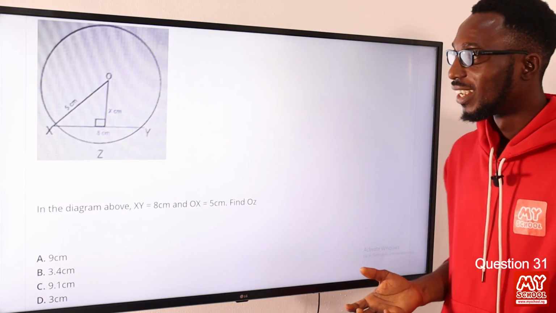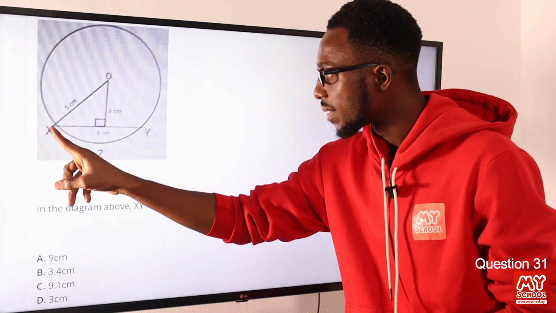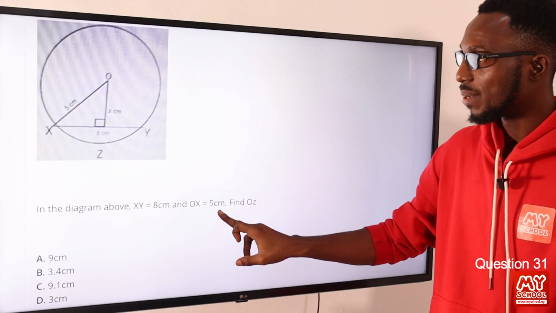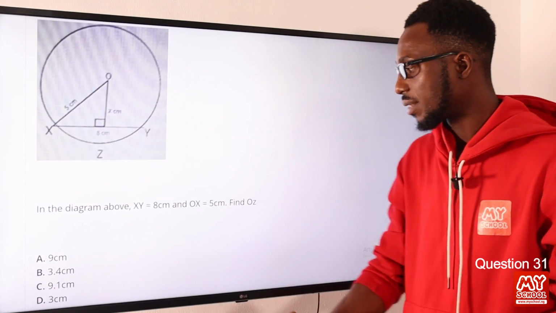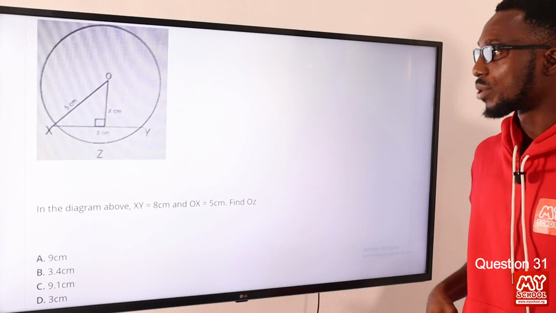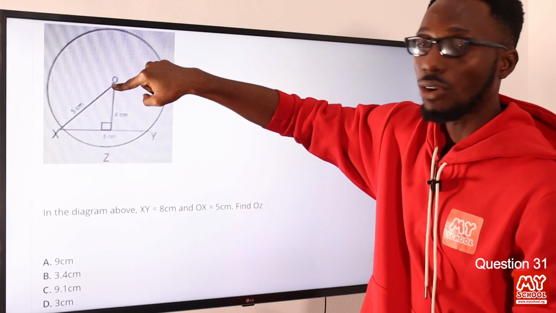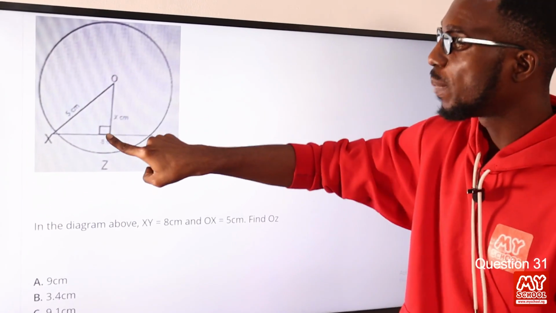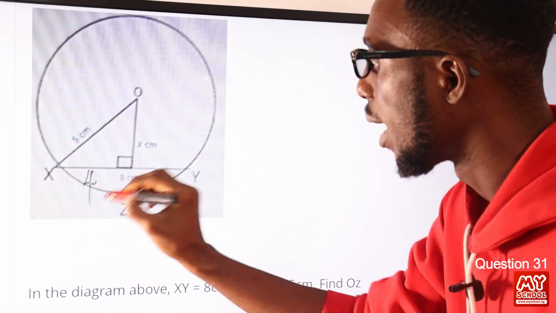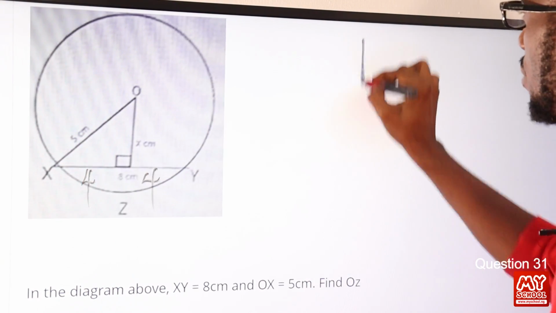Number 31. In the diagram above, we have XY equals 8 centimeters. So this is XY, that's a chord, of course. And OX equals 5 centimeters. So this is OX, 5 centimeters. We're asked to find OZ, the line that runs from the center of the circle to touch the chord. So very, very easy. If this entire length is 8 centimeters, this line coming from the center of the circle splits this chord into 2 equal halves. So that means here is 4 centimeters and here is as well 4 centimeters. So in total it makes what? 8 centimeters.